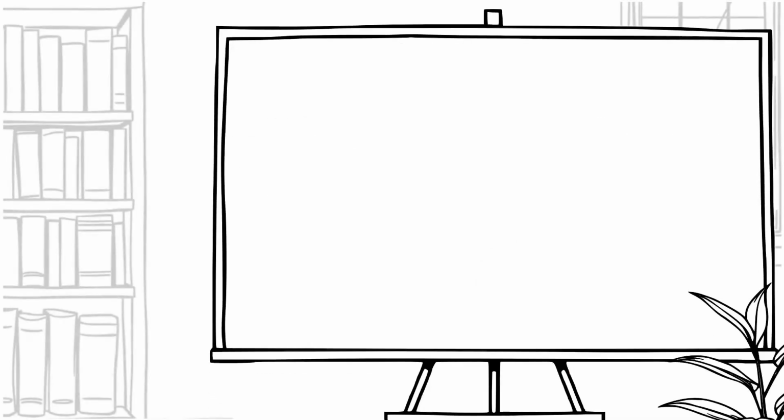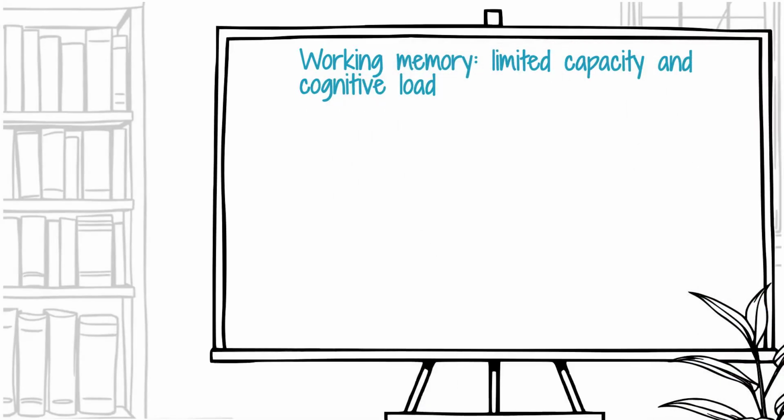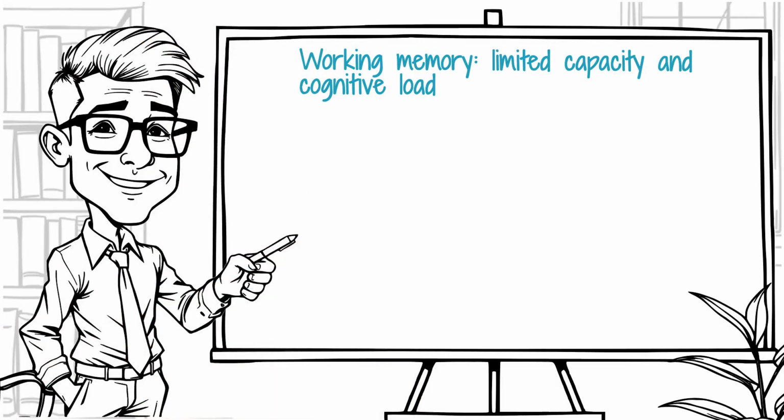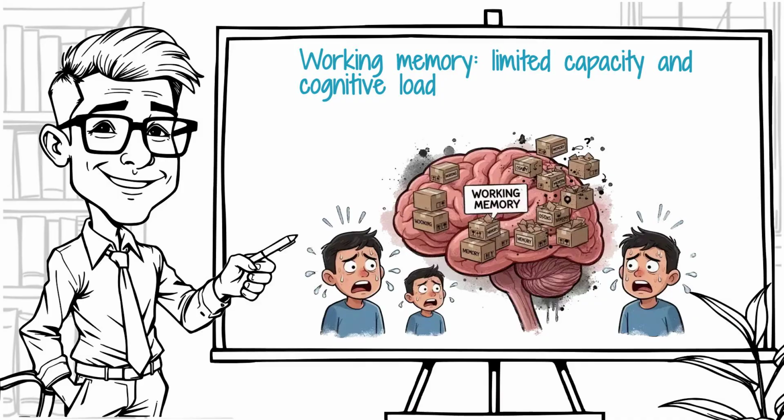Working memory is the mental workspace where information is held briefly and processed. It is limited in capacity, which means instructional design must respect cognitive load. When too much information is presented at once, learners may experience overload, reducing comprehension and transfer.